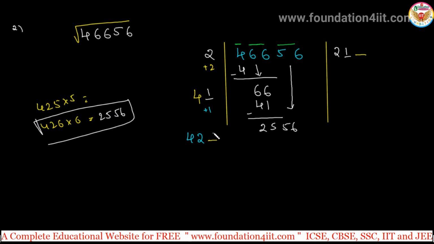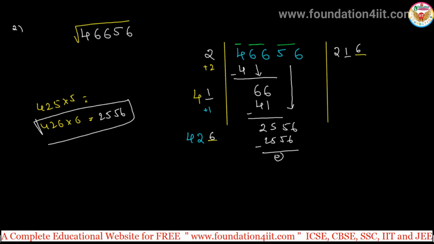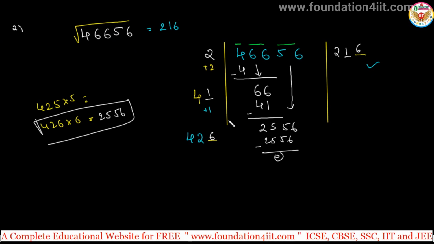So 426 into 6 is 2556. Right, remainder 0. That means the answer for the square root of 46,656 is 216. So 216 into 216, if you multiply, you'll get the same 46,656. Okay, so we have to do the square root in this way using the division method.